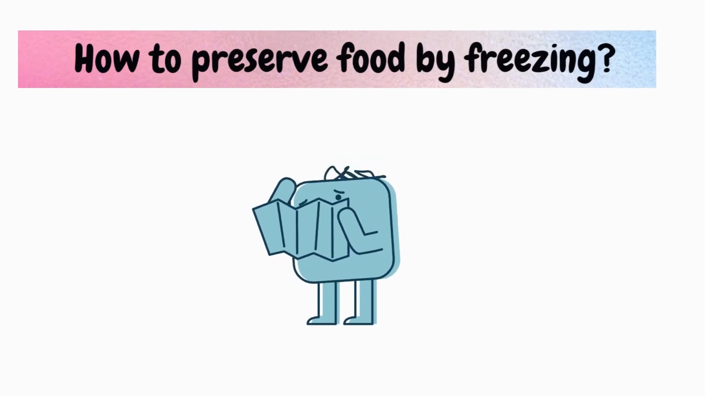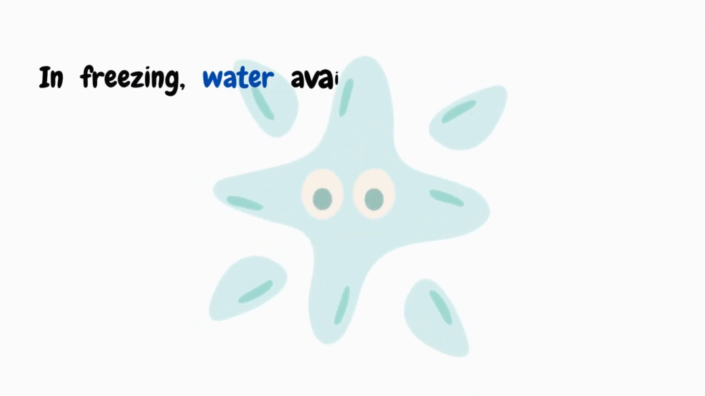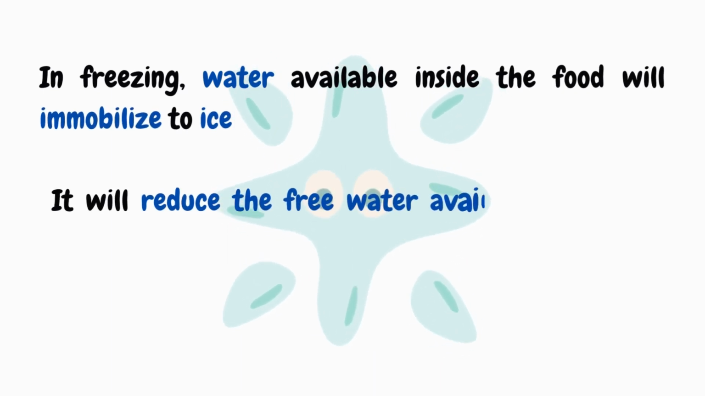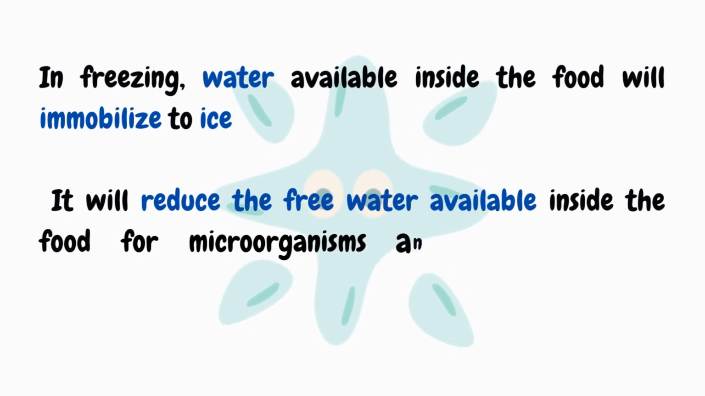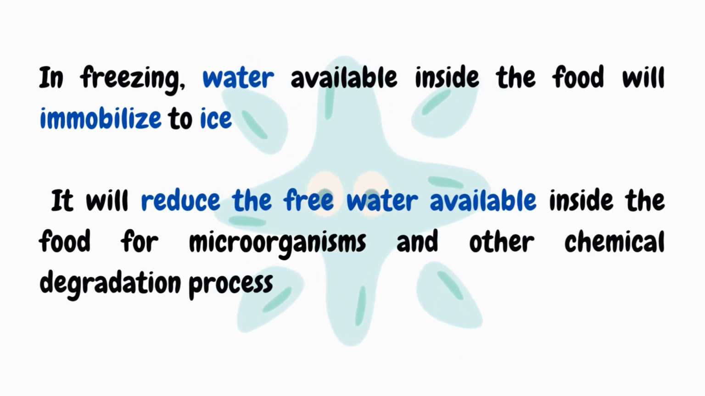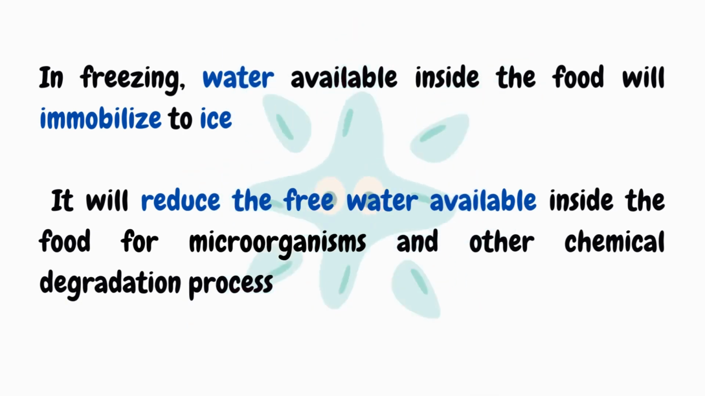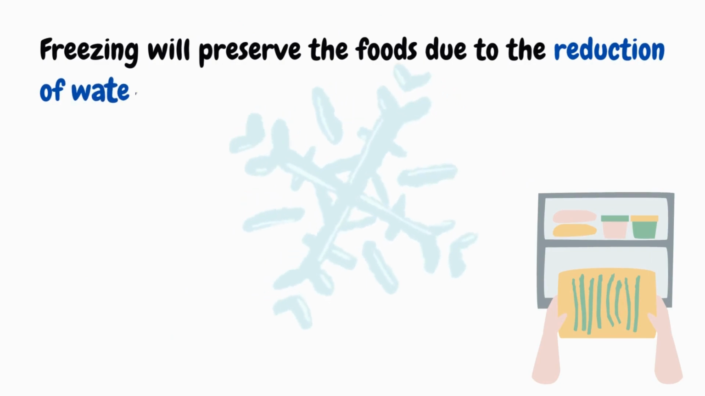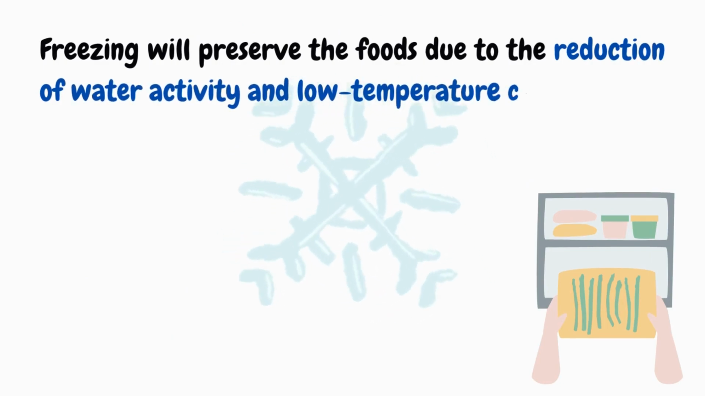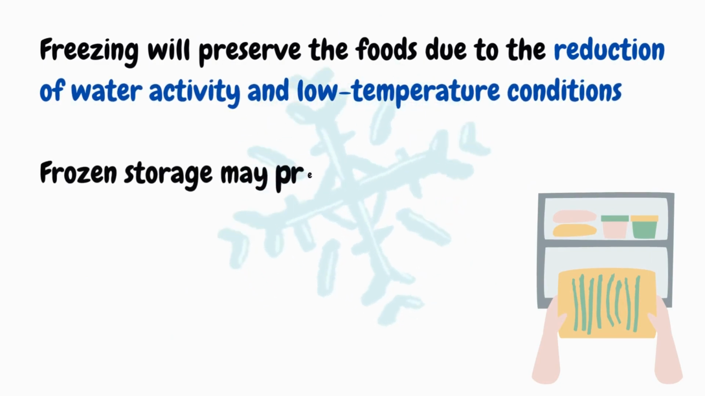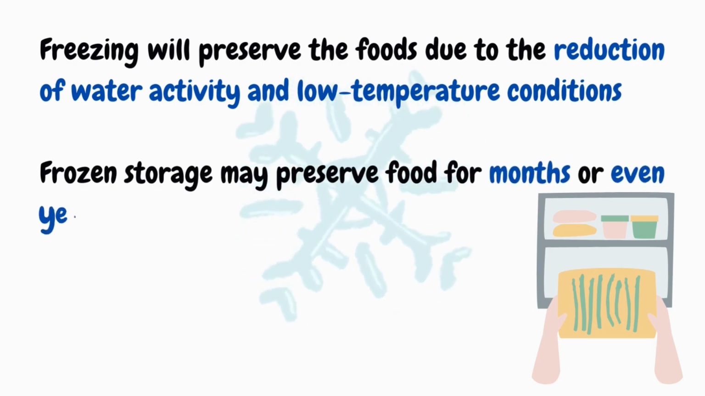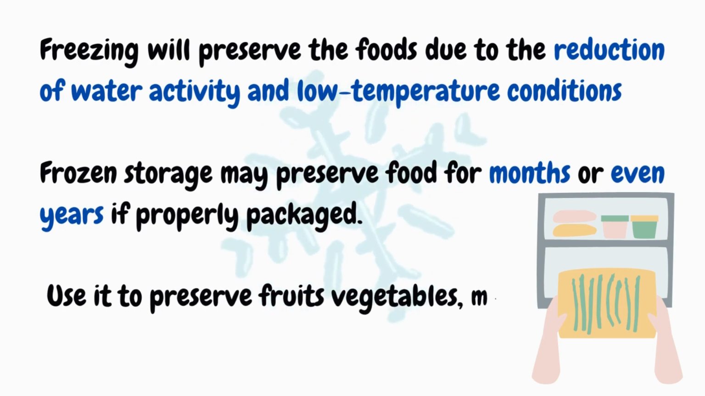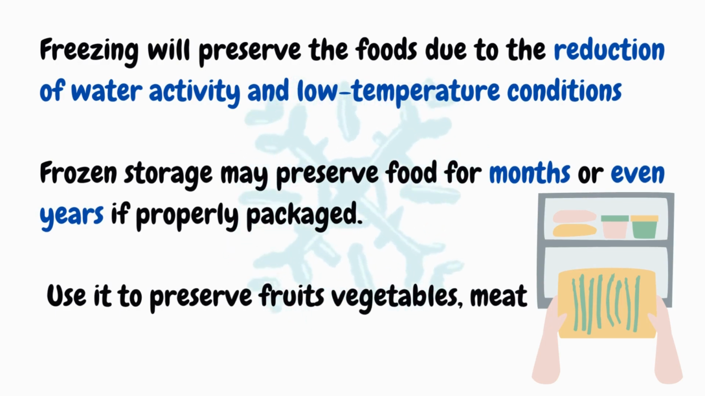In freezing, what happens is that water available inside the food will immobilize into ice. As a result of that, it will reduce the free water available inside the food for the microorganisms and other chemical degradation processes. So, freezing will preserve the foods due to reduction of water activity and low temperature conditions. Generally, frozen storage may preserve food for months or even years if properly packaged. Use it to preserve fruits, vegetables, meat and other foodstuff.